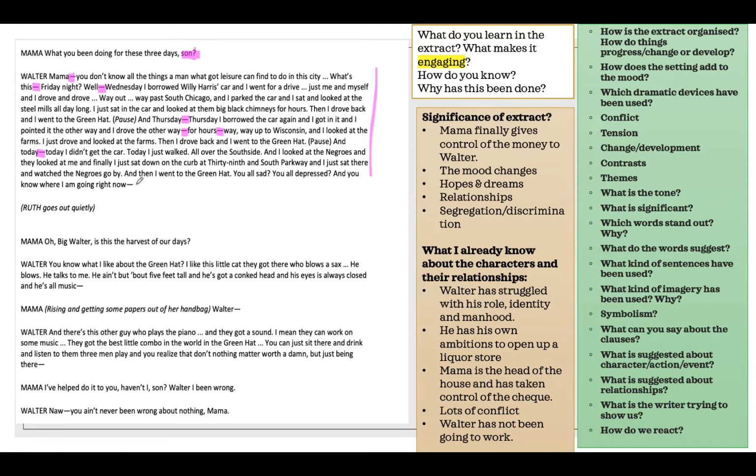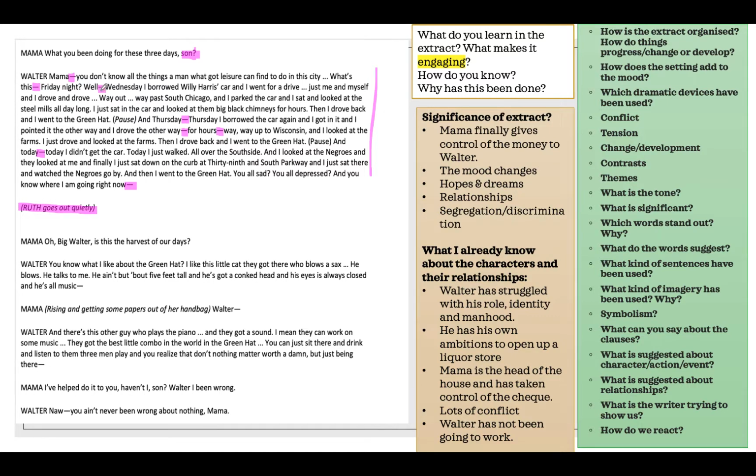Now, I've also noticed that there's one at the end, but I can already tell that this is not the same. The reason that this one is not the same is because of this: Ruth goes out quietly. While we're down here, I'm just going to highlight this because this is a stage direction, but also it's a dramatic device because she is exiting the scene. So the speech here ends with this dash, which shows that he has been interrupted. He's interrupted by Ruth leaving, or he's interrupted by his mother.